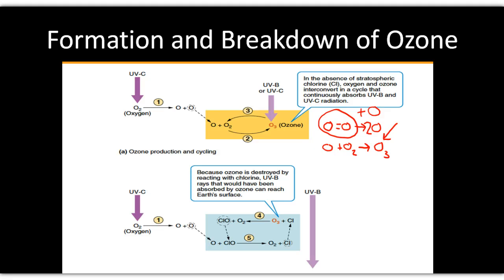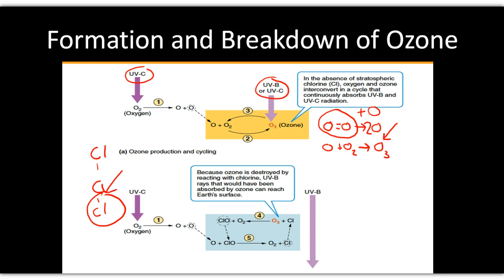So it's a great cycle that absorbs all this UVC and UVB coming in from the sun, so we don't get it. So it protects us. The problem is, as I drew on that last page, you have these chlorinated fluorocarbons, and we're going to focus on just one chlorine atom here for a second. I won't draw on the fluorines. So some UVC comes in and eventually pops off one of these chlorine atoms.